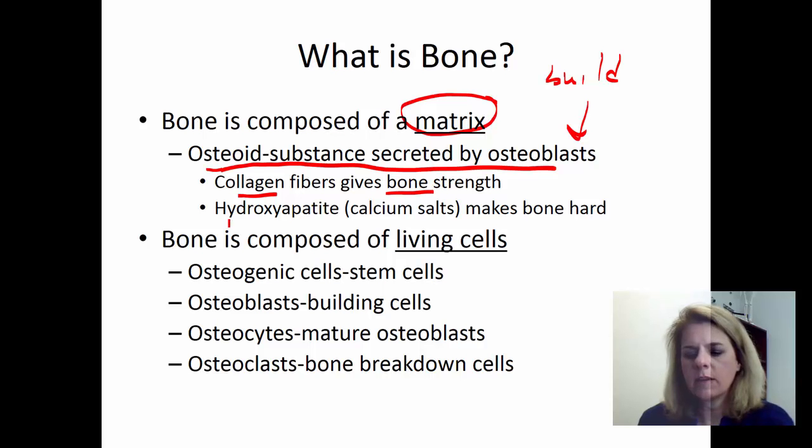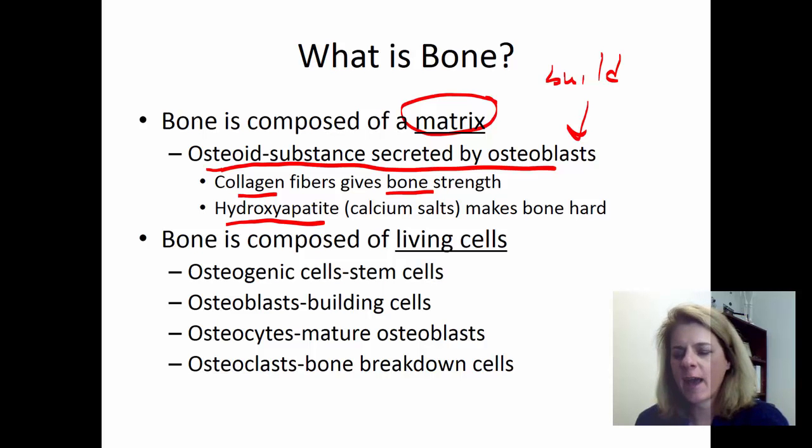And it has something called hydroxyapatite, not hydroxycut, so it's not a weight loss medicine or anything. It's called hydroxyapatite, and it's a calcium salt. That's what makes bone hard. So we take calcium from the blood and put it into the bone, and that gives the bone its hardness. Hydroxyapatite is just the way we put the calcium into our bone.